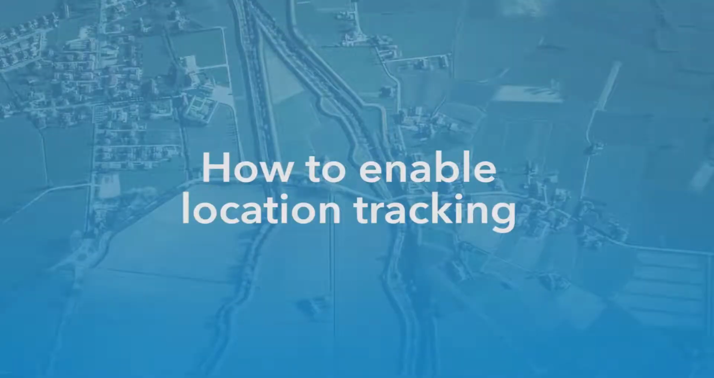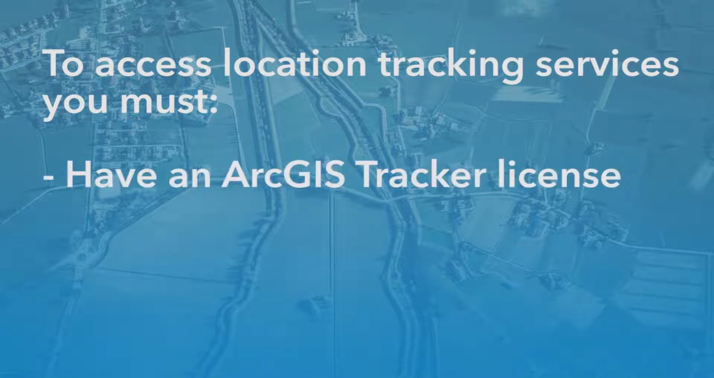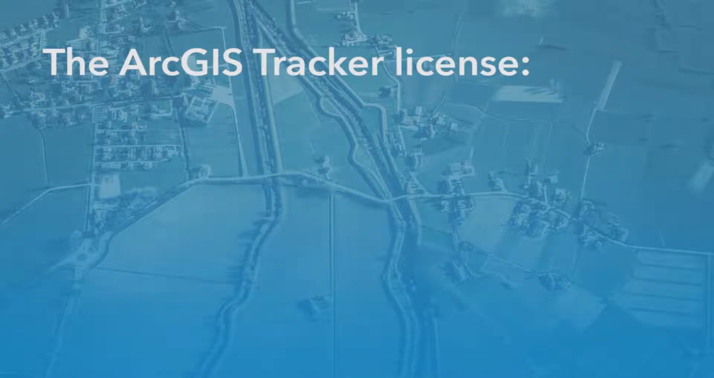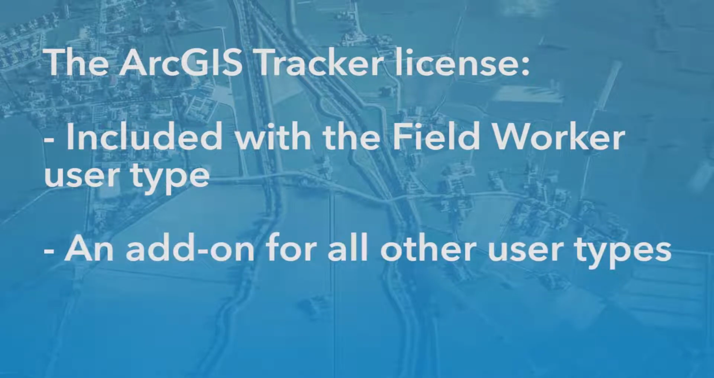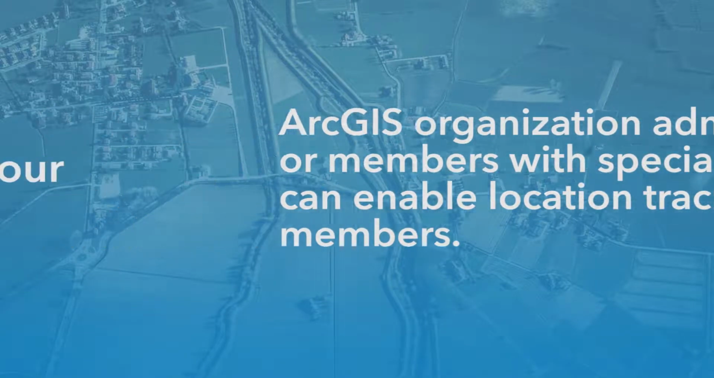Before you begin tracking your location, you first need to make sure you have access to the location tracking capability. To access location tracking in Field Maps, you must have an ArcGIS Tracker license, and tracking must be enabled for your organization. The ArcGIS Tracker license is included in the Field Worker user type and is available as an add-on for all other user types. If you are the administrator of your ArcGIS organization, you can also enable location tracking for your members.